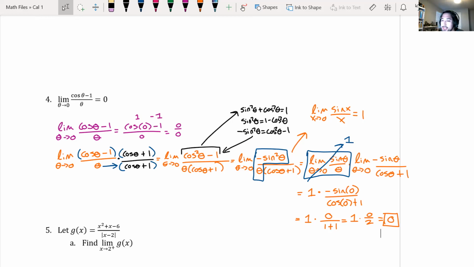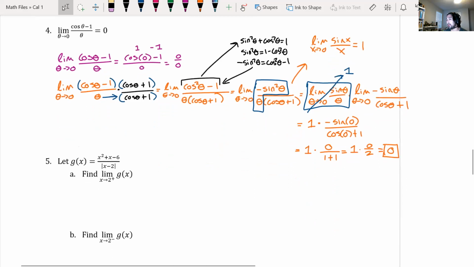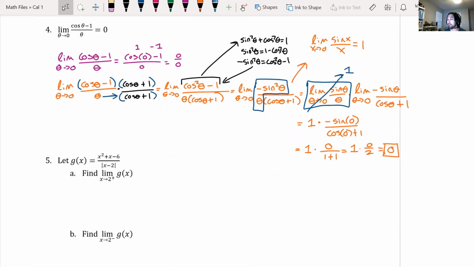Soak that one in, because number 5, I don't know, is it any better? There's no trig involved in number 5, but you have to understand what piecewise functions do, or what absolute values do, sorry. Absolute values, which lead to piecewise functions. See, I give everything away early.